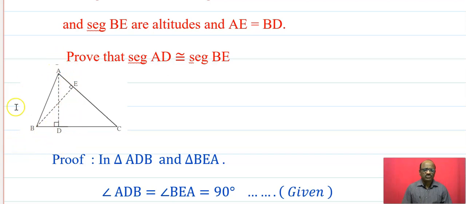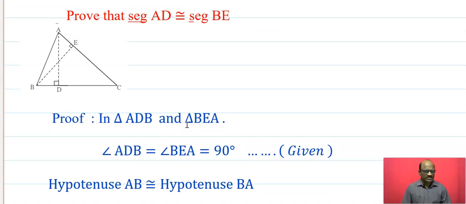That is, in these two right angle triangles, the hypotenuse AB, which is common, is congruent, and one more side, AE is congruent to BD, which is given. Therefore, these two triangles are congruent by the hypotenuse side test. And that's why AD is congruent to BE, corresponding sides of congruent triangles.